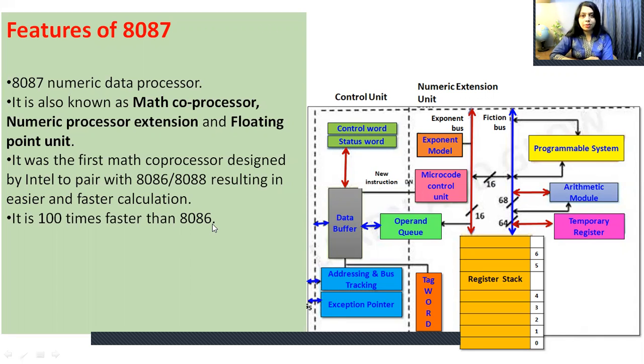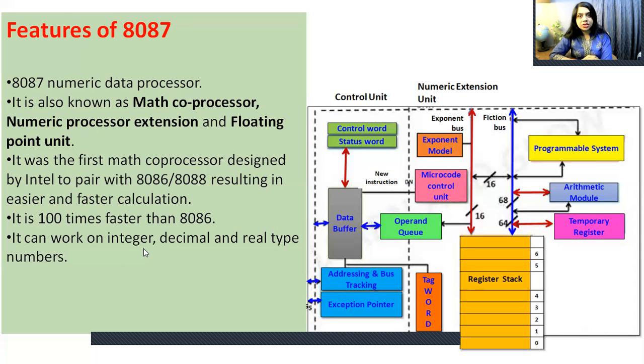Why is it so? What happens? Suppose you want to perform a complex mathematical operation using the 8086 microprocessor. For that operation, you have to write a long program, and hence 8086 takes time to execute it. But for the same operation in 8087, direct instructions are available and hence it is less time consuming, and that is the reason 8087 is 100 times faster than the 8086 microprocessor. It can work on integer, decimal and real type of numbers.